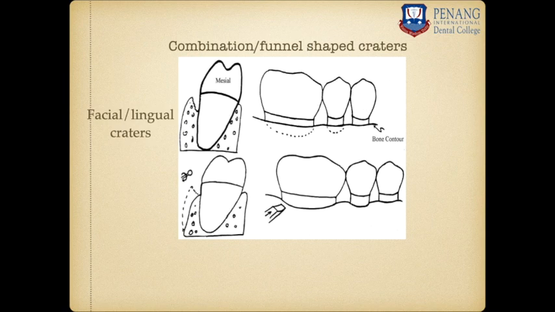What if there is only a funnel shaped defect on the facial aspect? Why do we need to remove more bone? There is no need for removal of interproximal bone, or for removal of lingual bone. So there we are going to modify the technique to remove only the buccal bone. The facial or lingual crater can be removed with the removal of buccal bone, and recontouring of the bone will be done on the facial aspect only. This is one of the modifications of resective osseous surgery.